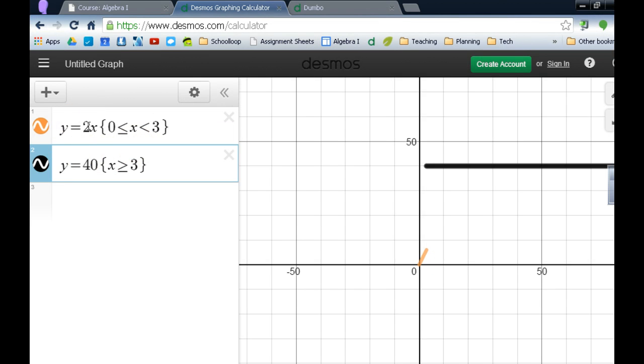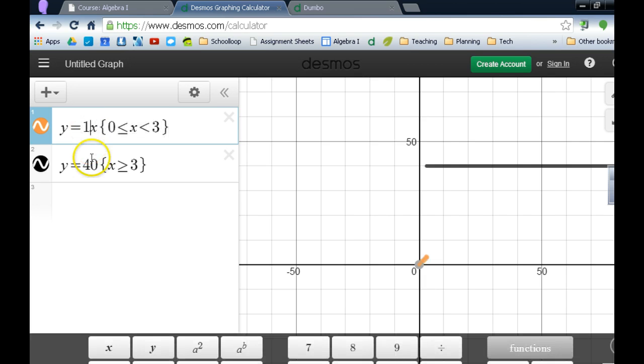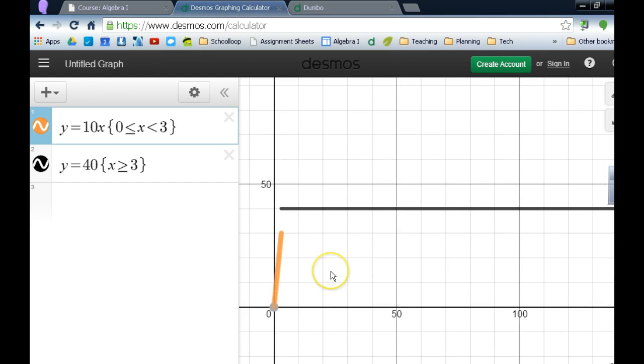And if I change this to y equals 10x, now you can see it matches closer. So it's y equals 10x if x is between 0 and 3, and y equals 40 if x is greater than or equal to 3. So Desmos.com, good tool to use.